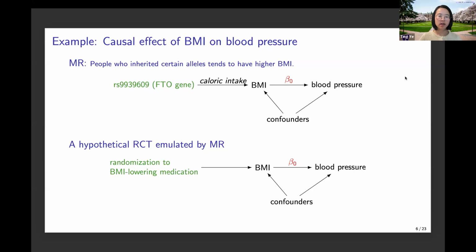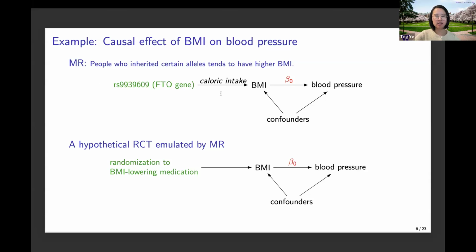It uses the fact that people who inherited certain alleles tend to have higher BMI. For example, this genetic variant in the FTO gene affects calorie intake and affects BMI. So if we stratify on this genetic variant, this will naturally lead to subgroups of different levels of BMI that are pretty much the same on all other characteristics. This is due to the random assignment of the genetic variants. And this way we can study the causal effect of BMI on blood pressure.